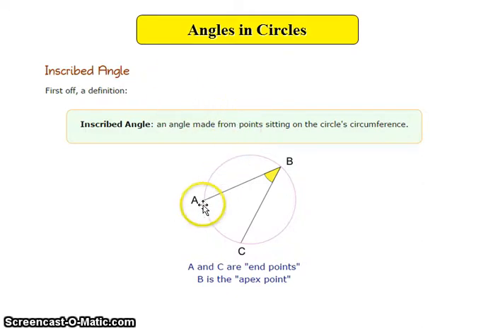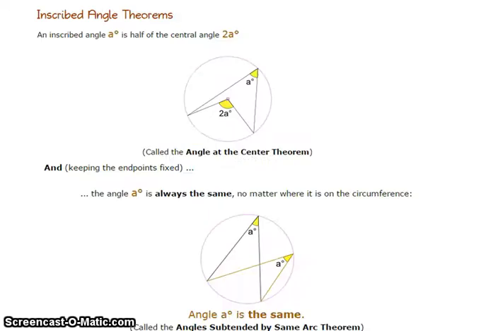Okay, so you have point 1, point 2, point 3, and this creates an angle. This is called an inscribed angle. Okay, so basically it just has the vertex, which of course is this point on the angle here, that sits on the circle. Okay, A and C are referred to as endpoints.